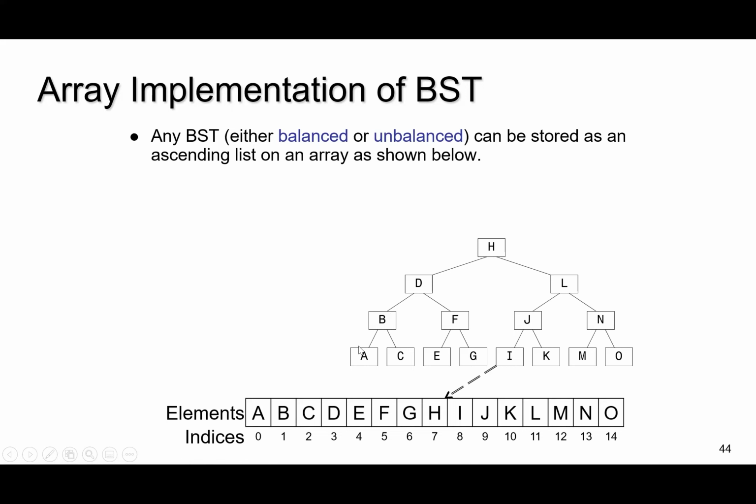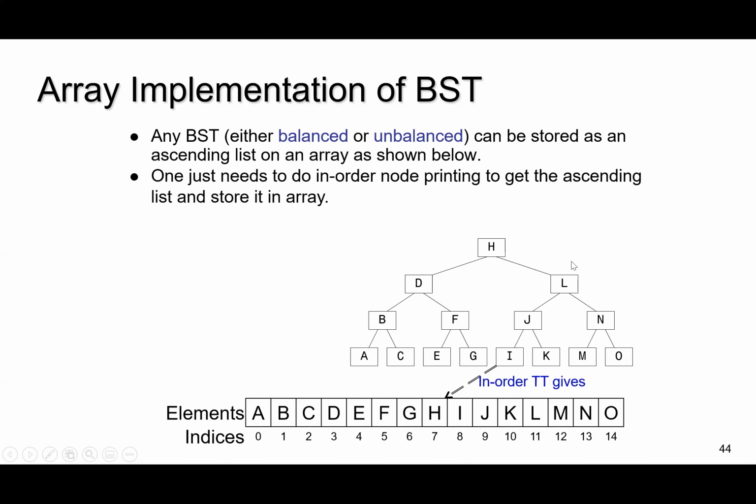Like D, everything on the left must contain values less than D, and everything on the right must contain values more than or equal to D, right? So if each node in your BST follows this rule, then this is a BST, right?